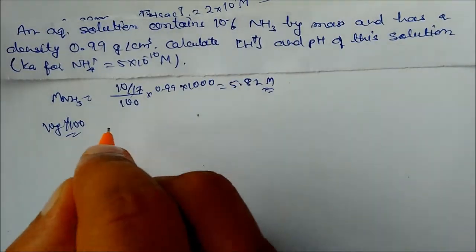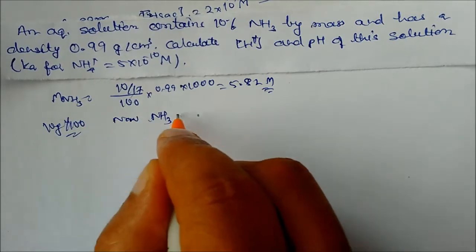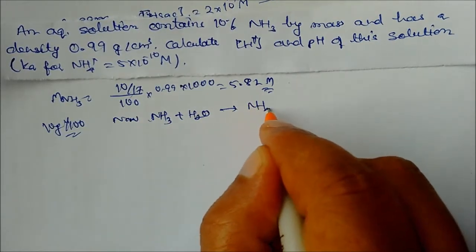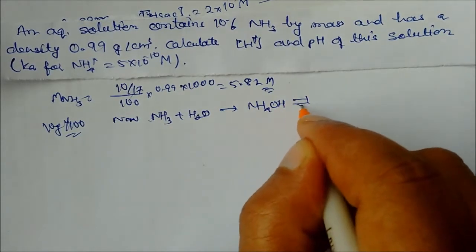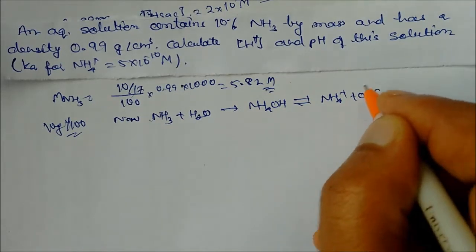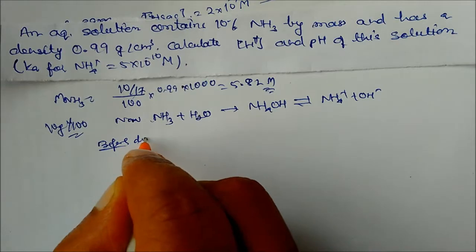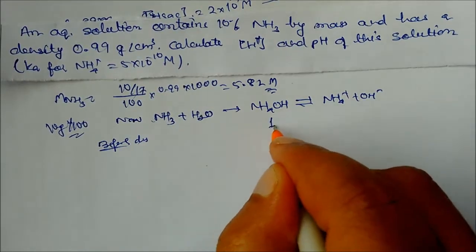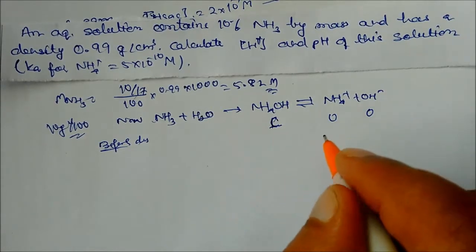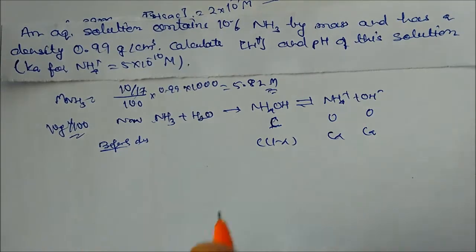So now we can see here, ammonia plus water. If you dissolve ammonia in water, it will give you NH4OH, ammonium hydroxide. It will again undergo dissociation to NH4 plus and OH minus. So before dissociation it will be how much? This will be your 1 and this will be 0 and 0, or we can say C, and after dissociation C into alpha, C into alpha, and C into 1 minus alpha.